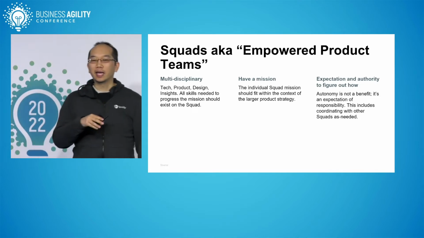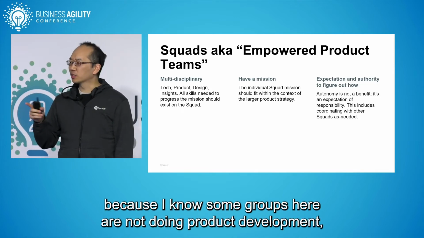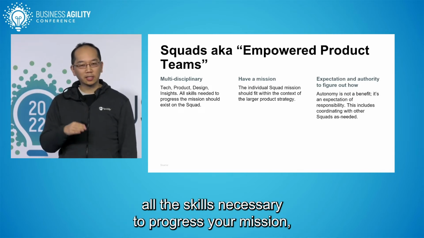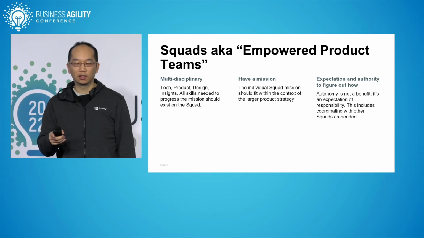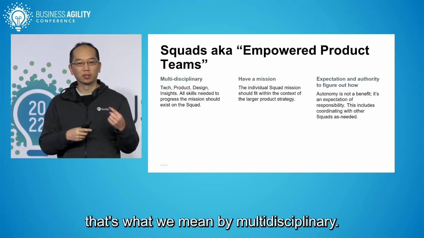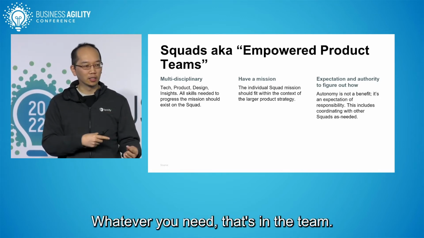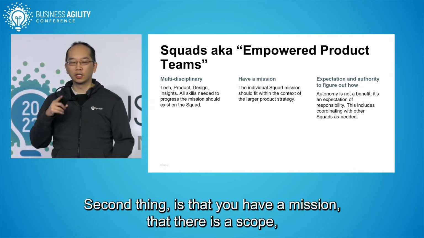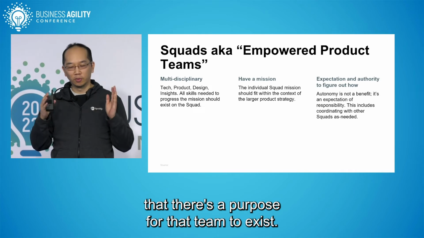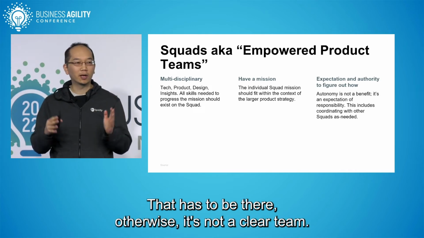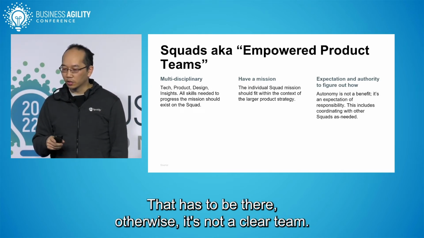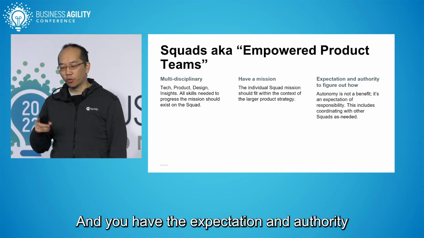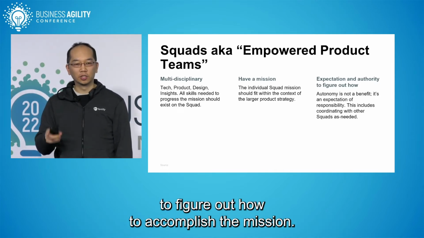Okay, so in general though, because I know some groups here are not doing product development, all the skills necessary to progress your mission, that's what we mean by multidisciplinary. So whatever you need, that's in the team. Second thing is that you have a mission, that there is a scope, that there's a purpose for that team to exist. That has to be there, otherwise it's not a clear team. And you have the expectation and authority to figure out how to accomplish the mission.